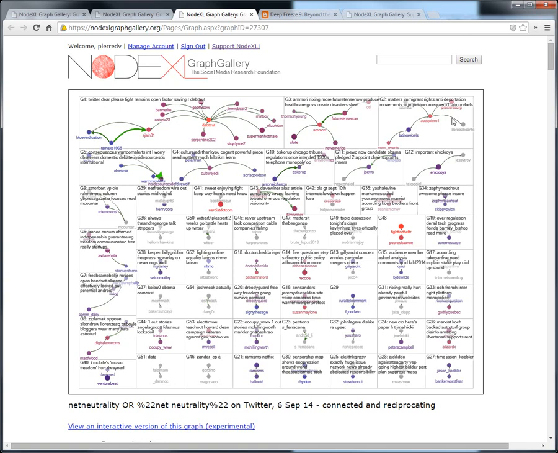But across the top here are, I think, the good candidates for the true activists that are engaged in the topic and engaged with each other. So this, you see here, is probably the real grassroots network part of the network neutrality debate on Twitter.